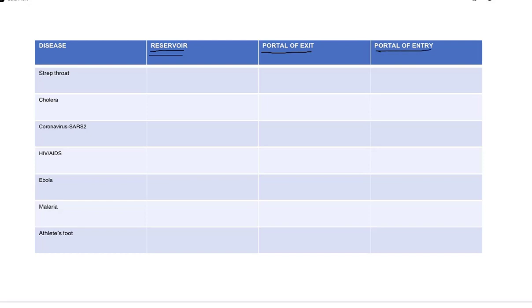Now, I'm not expecting you to memorize these, but I will be giving you examples of diseases on the exam and then asking you from that information to be able to determine the reservoir, the portal of exit, and the portal of entry. So once again, I'm not asking you to memorize any of these. I'm asking you to do this so you get familiar with some of the general portals of exit and portals of entry.